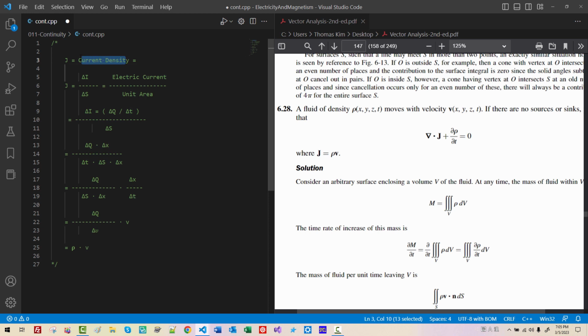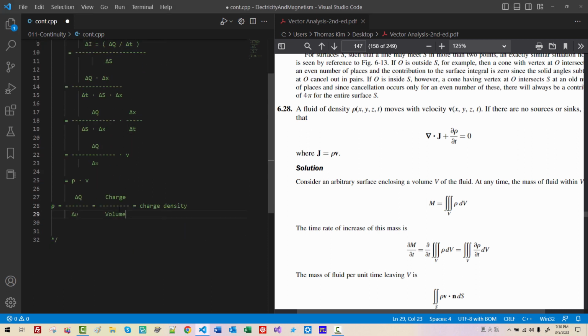This current density is equal to ρ times V, where ρ is defined as delta Q over delta V, or charge over unit volume. It is called charge density, where J equals ρV. J is current density. It is ρ times velocity. This velocity represents the velocity of our charge movement in time delta T.